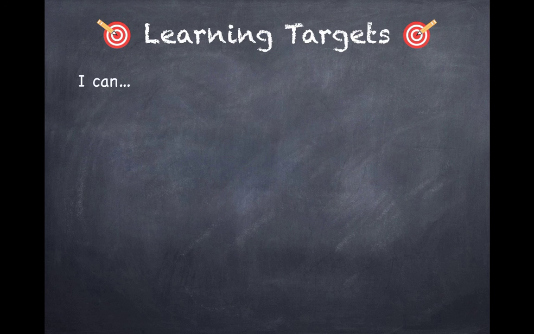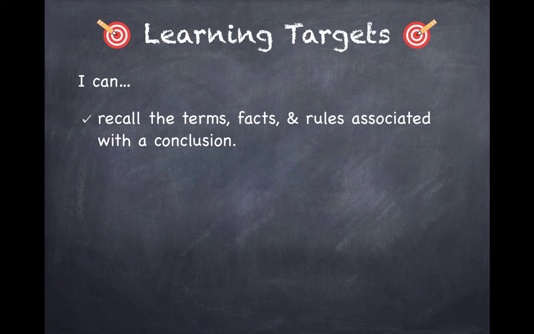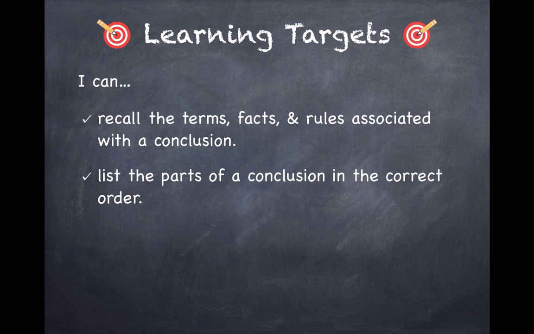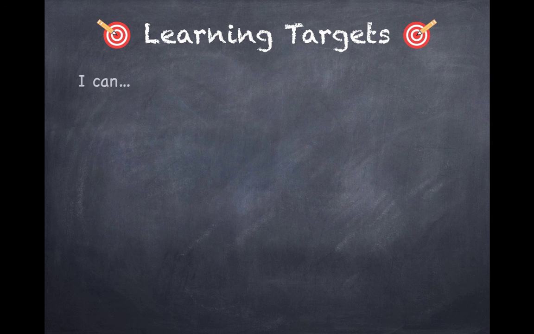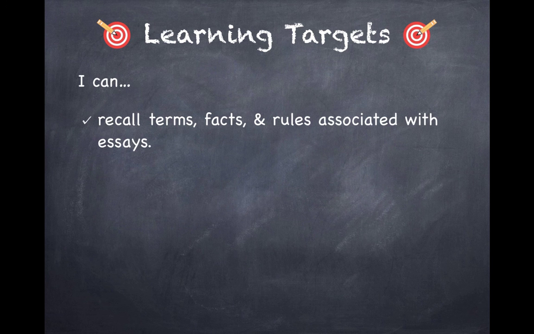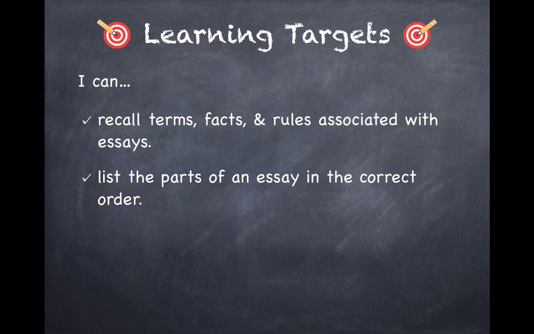So that concludes our conclusion section. Hopefully we can say we have accomplished these learning targets. I can recall the terms, facts, and rules associated with the conclusion, and I can list the parts of the conclusion in the correct order. So now, to wrap up our essay lesson, we want to make sure that we can recall any terms, facts, and rules associated with essays. And as we got into that, of course, we divided it into the introduction, the body, and the conclusion. We want to make sure that we can list the parts of an essay in the correct order.